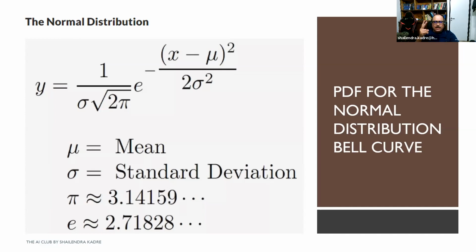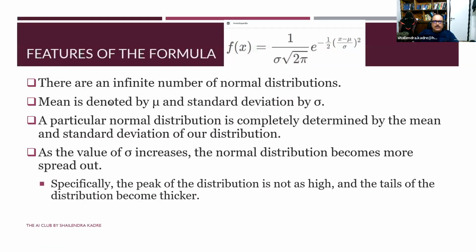Depending upon the value of mu and sigma, the normal distribution bell curve can take different shapes. For some mu and sigma it can be a very steep mountain, for others a shallow mountain. Now we are going to study this formula in a bit more detail. I have written this formula at the top so that you don't forget it.